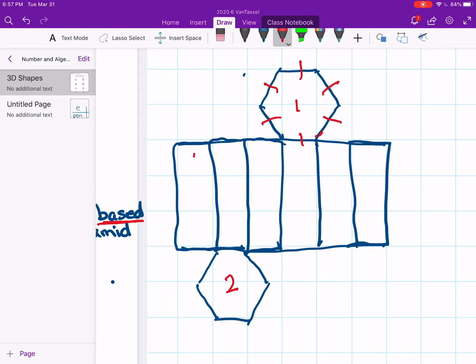And then there's a bunch of rectangles. How many rectangles will there be? There'll be the same number of rectangles as there are edges, or sides, on the main shape. So this has 1, 2, 3, 4, 5, 6. So that means there's 1, 2, 3, 4, 5, 6 rectangles to wrap around each of these sides or edges.